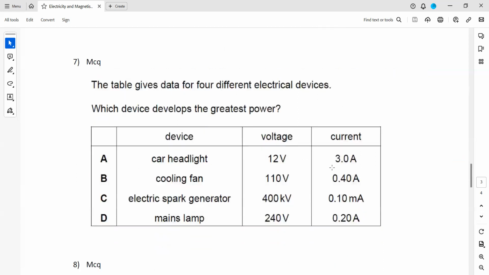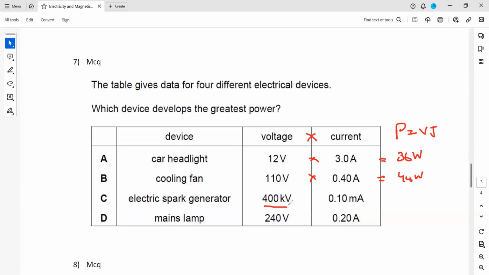In question 7, the table gives data of 4 different electrical devices. Which device develops the greatest power? How to work out the power? The power is actually a product of voltage and current. We have the formula P equals VI. So here 12 multiplied by 3 will make 36 watts. The second one, 110 multiplied by 0.4. The answer is 44. So this will be 44 watts.